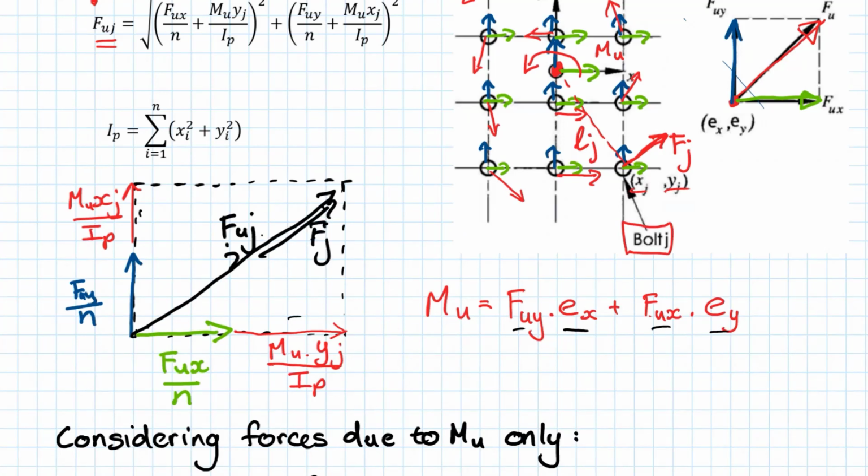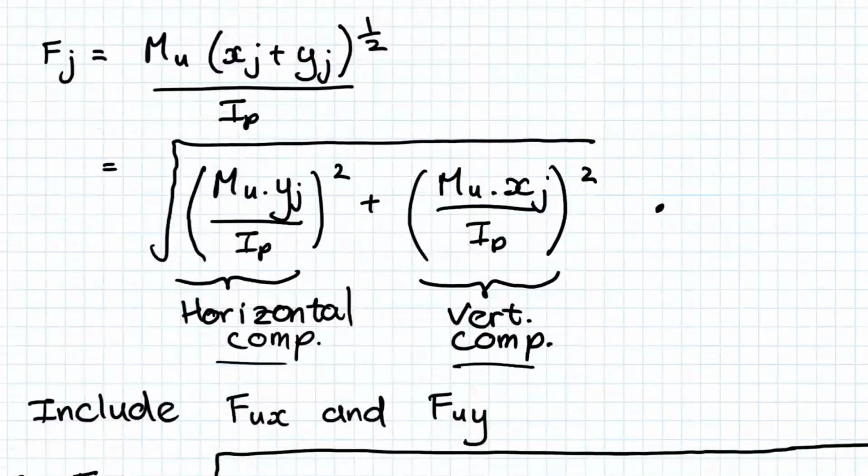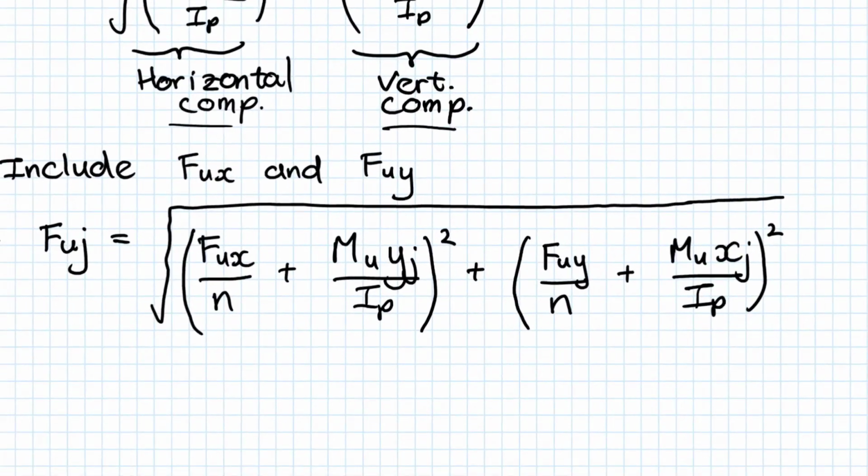Once we have all of that, we can finalize our analysis and get it into the form as below. This is then the governing equation. This is to determine the force in bolt J due to a horizontal force X, a vertical force Y, and a moment about the center of rotation. That is the derivation and how we got to that equation.